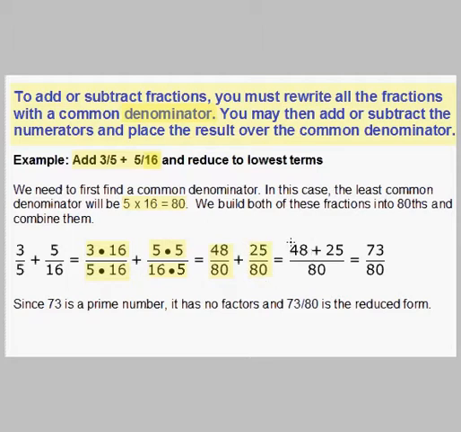We can combine the numerators together and write them over the common denominator, which is 48 plus 25 over 80, which gives us an answer of 73/80. Since 73 and 80 have no common factors, that is, numbers that divide into both, we can't reduce this anymore. So that's our reduced form, 73/80.